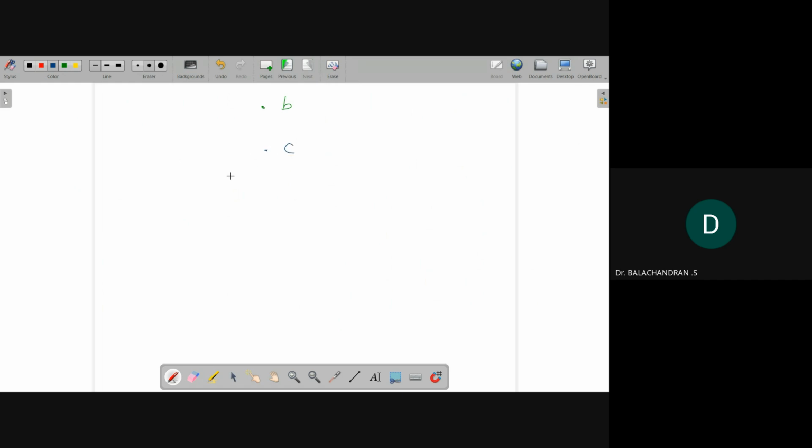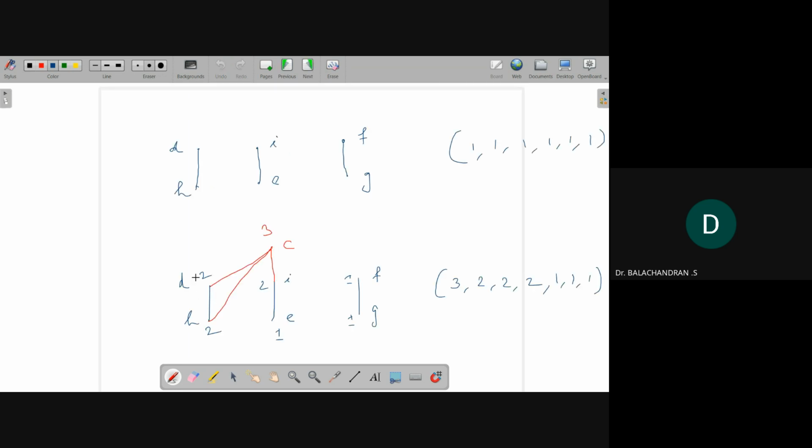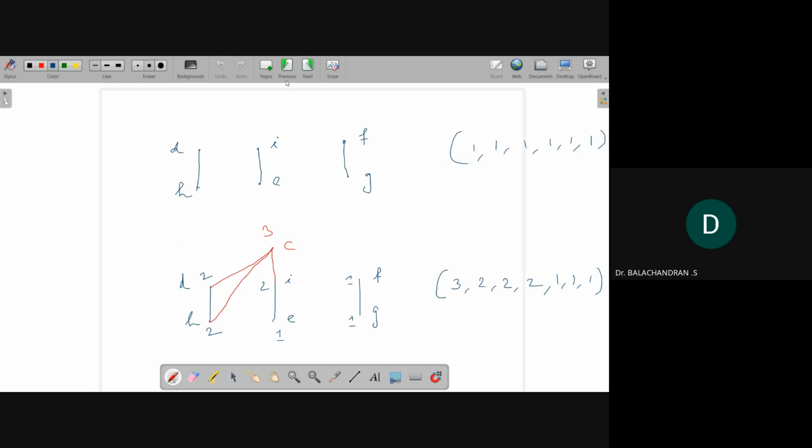And then here there are two vertices, D, H, and I, E, F, G. So originally it was there like this. Now from C we joined what? C to D, C to H, C to I.